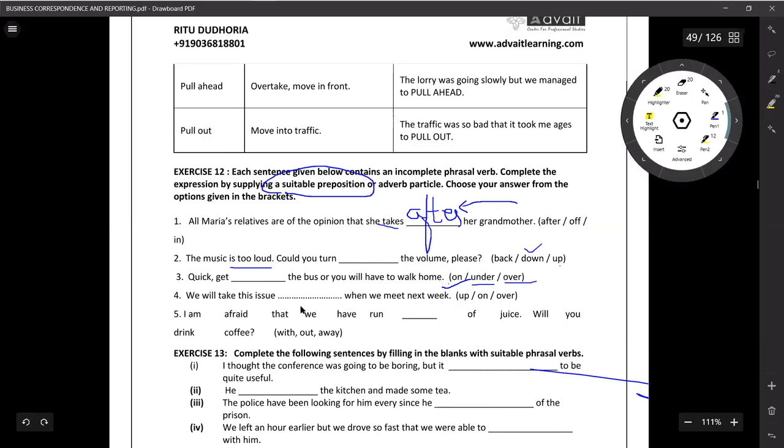We will take this issue dash when we meet next week. Let's take it up. Good. Let's take it up tomorrow. Okay. Good, guys. Very good. I'm afraid that we have run dash of juice. Will you drink coffee? I don't have juice in my house. Will you prefer to drink coffee? Yeah, we have run out of juice. It's over. Sold out. Run out. Empty. Okay, good.